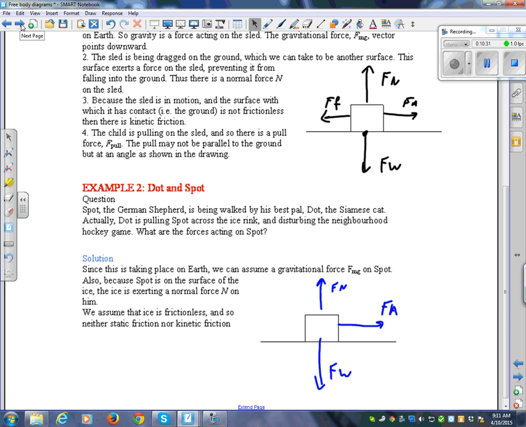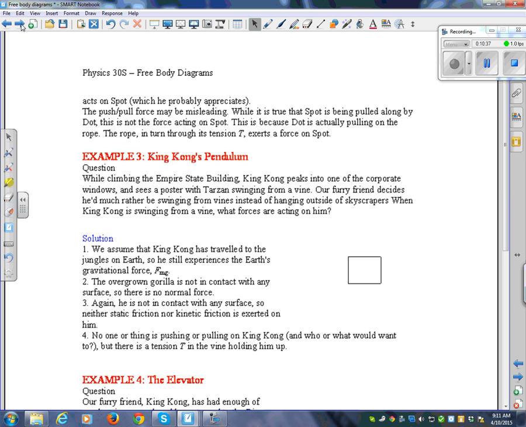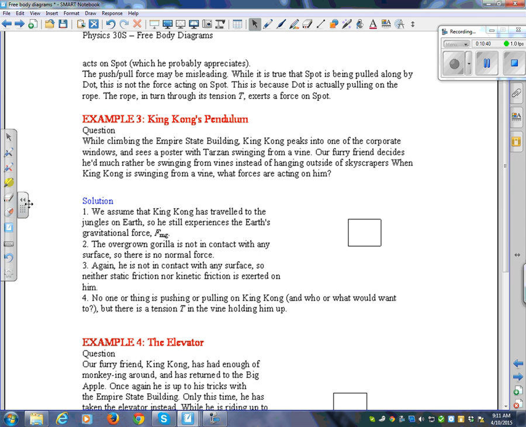They're wearing broom ball shoes. Special broom ball cat shoes. Could be. Okay. Let's talk about King Kong on the next page.